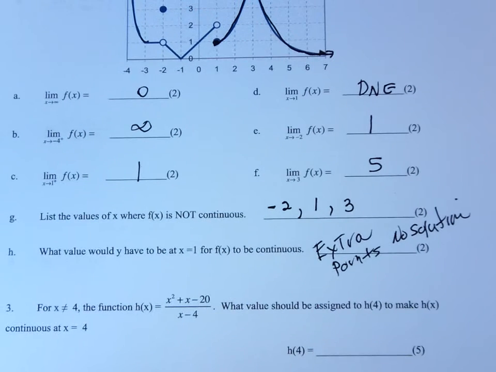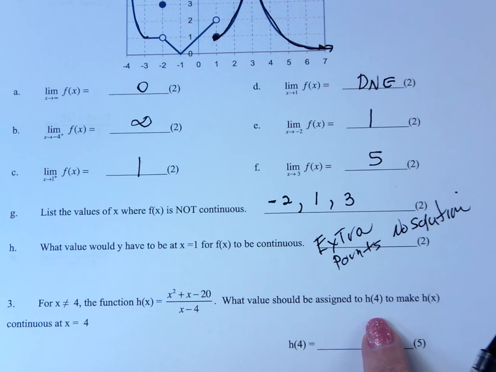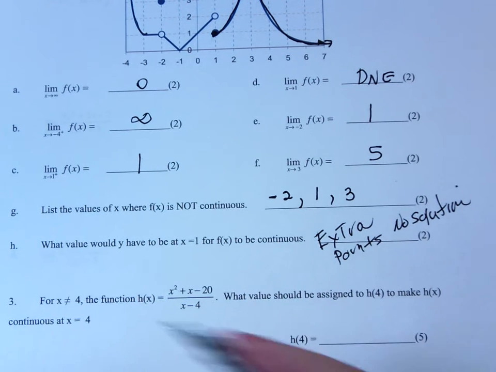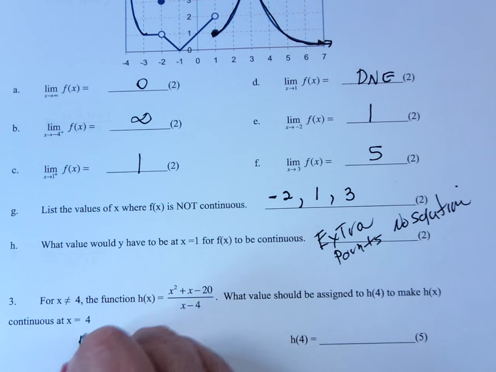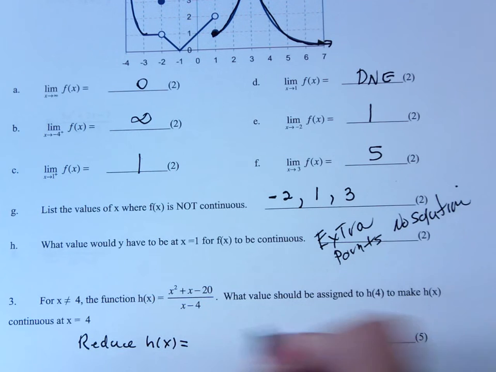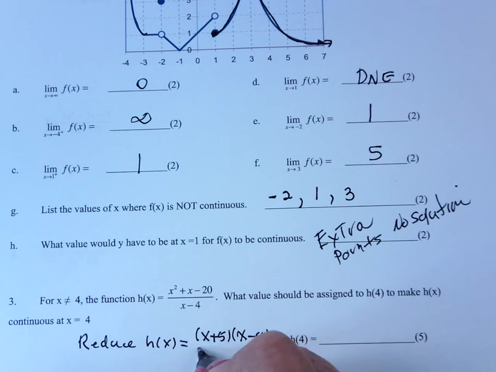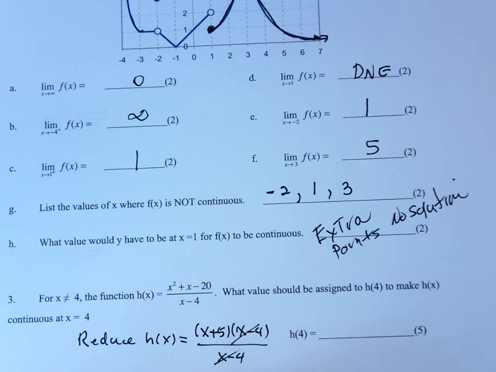For x not equal to 4, because I'd have a division by 0, what value should be assigned to h of 4 to make h of x continuous at 4? Well, the first thing I have to do is reduce h of x. This is x plus 5, x minus 4 over x minus 4. X minus 4 reduces out. So h of x is x plus 5.